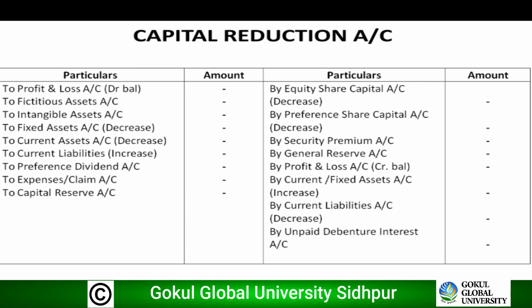Next, by current or fixed assets account. If there is an increase in the current or fixed assets, it will be credited in the capital reduction account. Next, by current liabilities account. If current liabilities are decreased, it will be credited in the capital reduction account. And last, by unpaid debenture interest account. Unpaid debenture interest or outstanding debenture interest is credited in the capital reduction account.